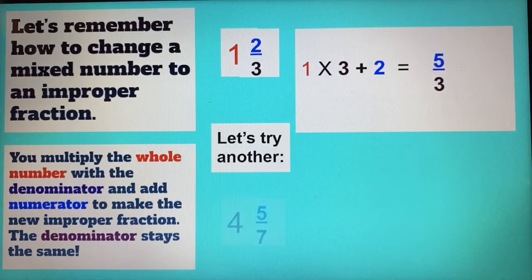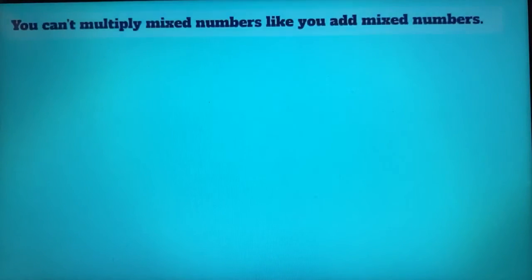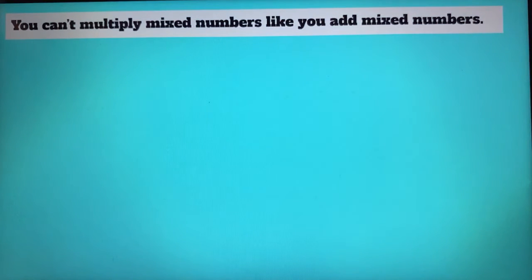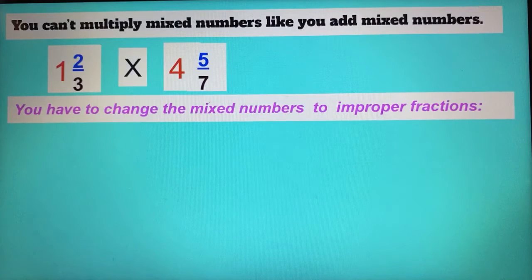Let's try another one. So we have 4 and 5/7, so we're going to multiply the 4 times the 7 and add the numerator, which is 5, and we're going to get an improper fraction, and the denominator stays 7. And you ask, why, Mrs. Stone? Why are we doing that again? Well, you can't multiply mixed numbers like you add mixed numbers. It's a different process. And so you can't multiply this. Instead, you have to change the mixed numbers to improper fractions.